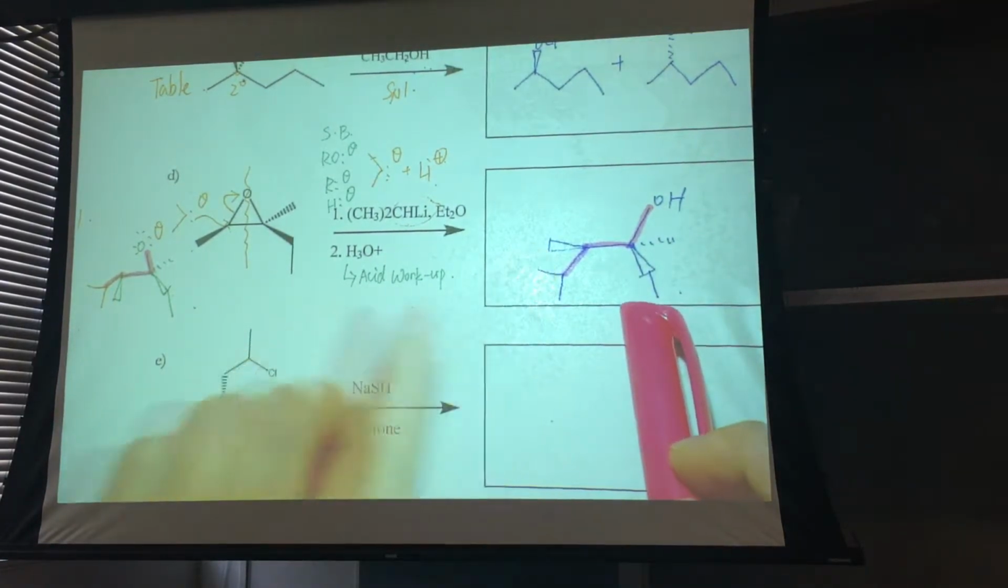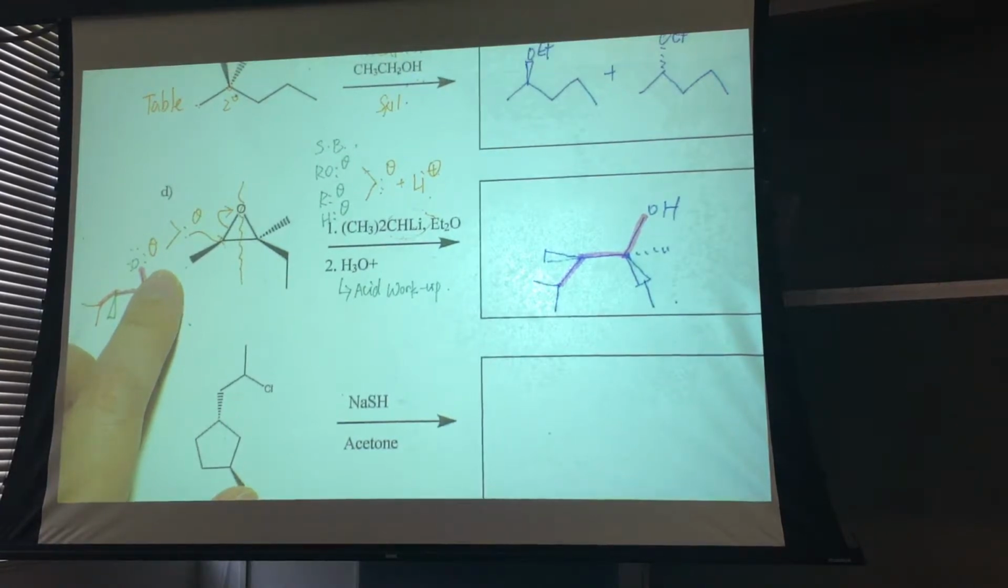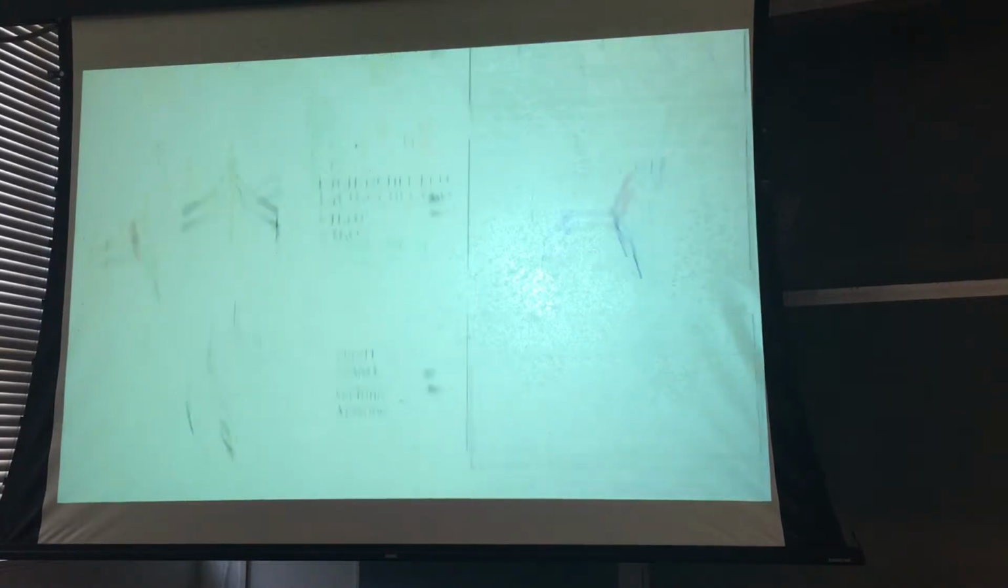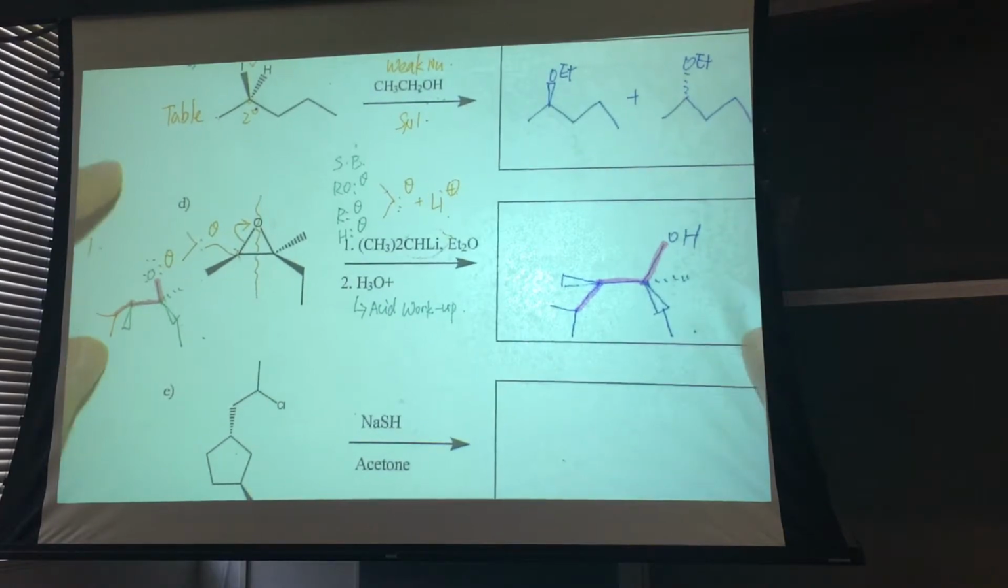So what was the previous one? You copy everything back to your answer. What happens if you didn't get the anti-position? That is wrong. Okay. Probably we still give you some points, but I don't know. Any question on this epoxide one?